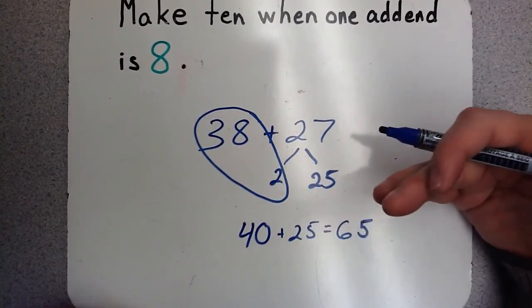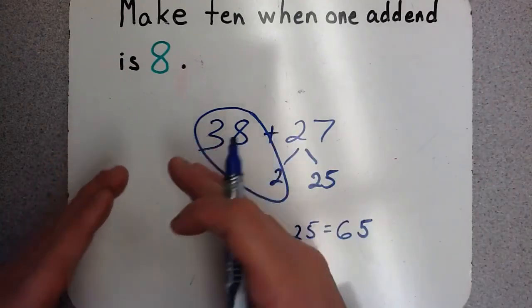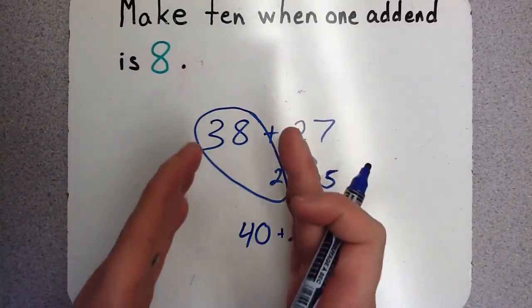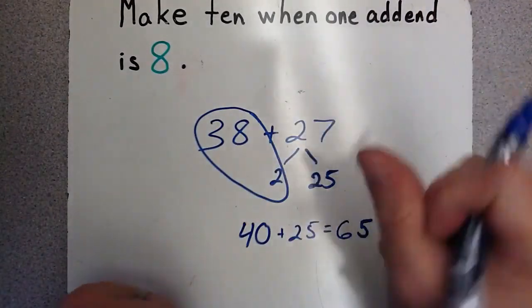This is a mental math strategy of making the next 10 and adding what's left over, so that you don't have to work it out vertically with pencil and paper. You can just do it quickly in your mind.